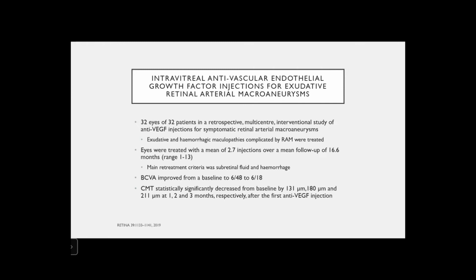The main retreatment criteria were subretinal fluid and subretinal hemorrhage. The best corrected vision improved from a baseline of 6/48 to 6/18, with the CMT statistically decreasing from baseline by at least 130 microns, up to a 211 micron decrease at 1, 2 and 3 months respectively after that first anti-VEGF injection. So there was a functional and anatomical response to serial anti-VEGF injections, but it seemed that it was PRN.